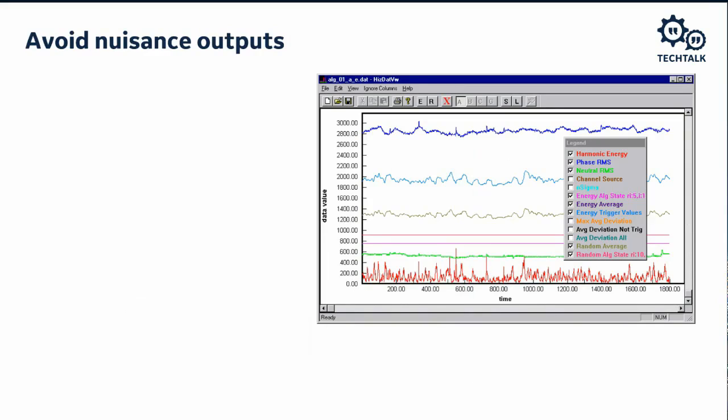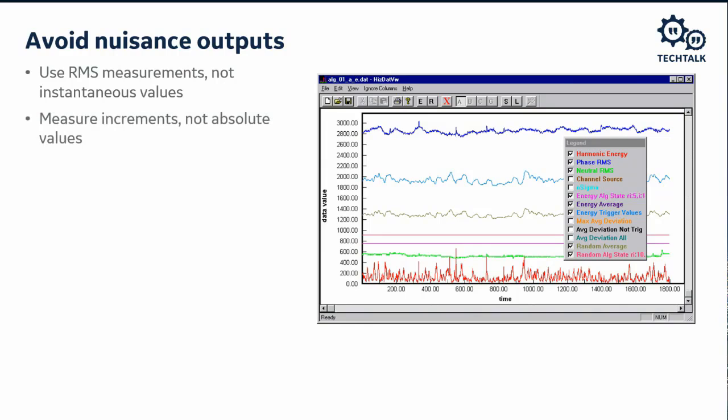It's important to avoid nuisance outputs. Method F avoids nuisance outputs using many strategies. HIF detection monitors RMS currents, not instantaneous values that could fool the HIF algorithms. Measured increments track bursts over time, not absolute values. This HIF method adapts to changing conditions and loads.